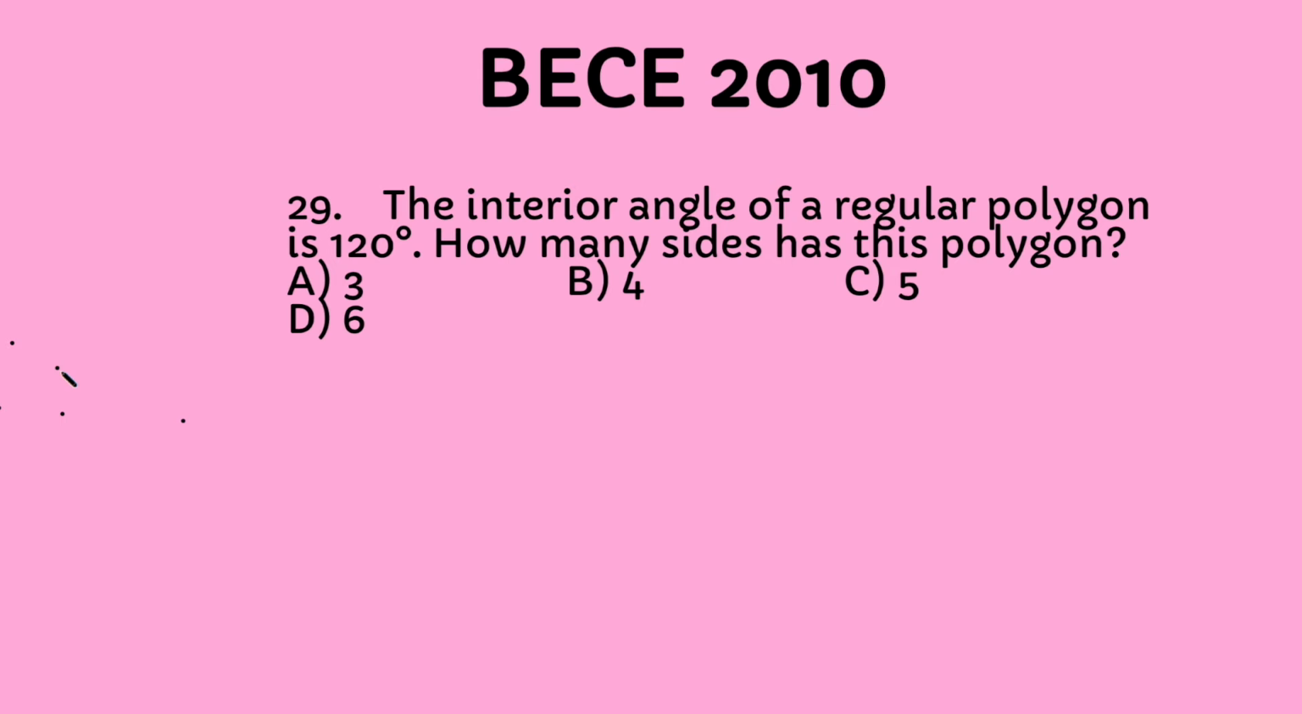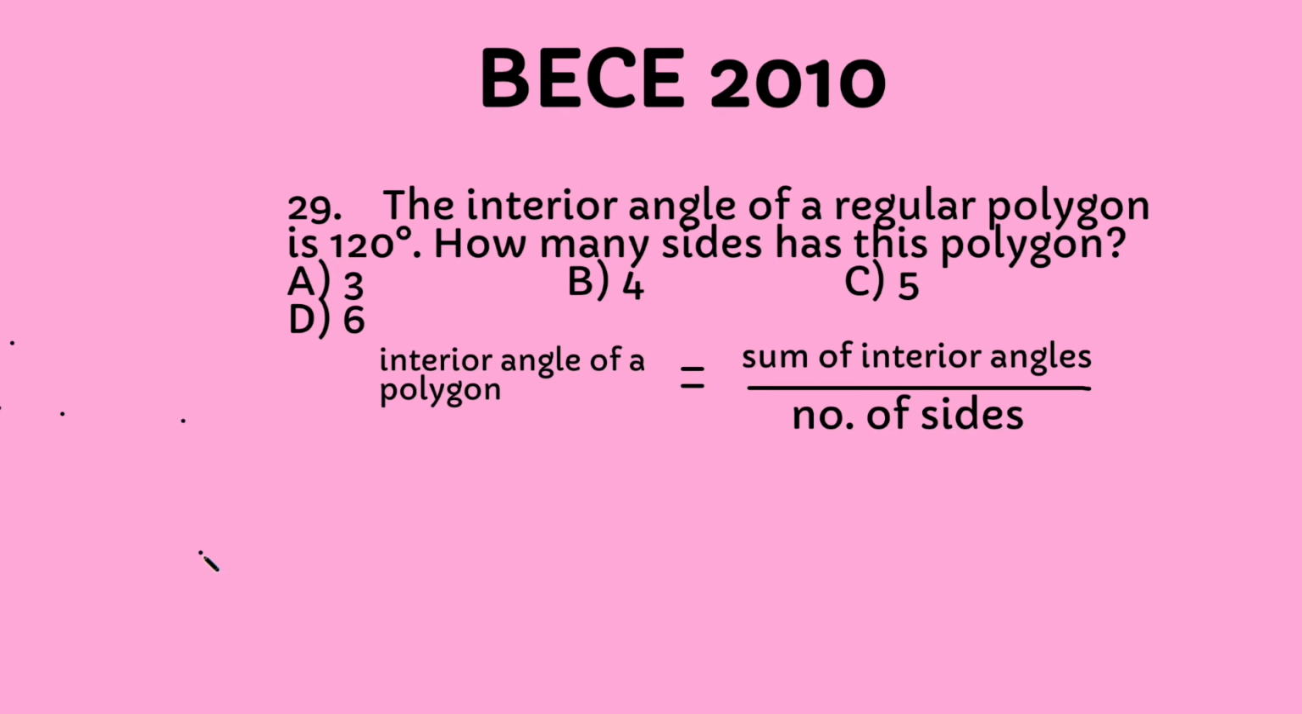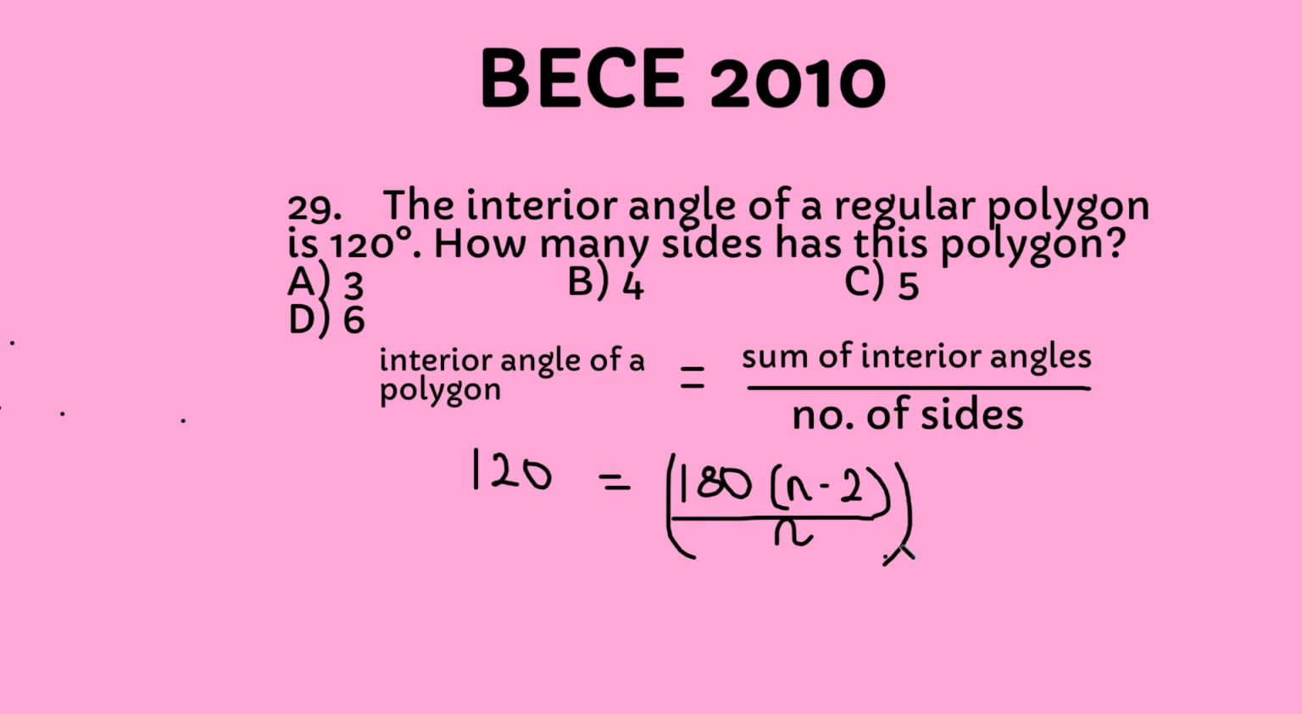Finally, for 29, the interior angle of a regular polygon is 120 degrees. How many sides has this polygon? So this is the formula for the interior angle of a polygon. It's equal to the sum of interior angles divided by the number of sides. We place in the necessary values: the sum of interior angles is 180 into bracket n minus 2, where n represents the number of sides. We would then have 120 is equal to 180 into bracket n minus 2, divided by n. We get rid of the n and we solve as such.